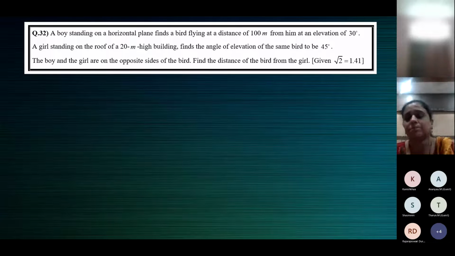Ma'am, I got the answer, but I don't know whether it is right or wrong. Oh, even I don't have the answer with me. I have to work it out and check. What's your answer, anyway? It's 30 root 2. 30 root 3? Root 2, ma'am. 30 root 2. Okay.